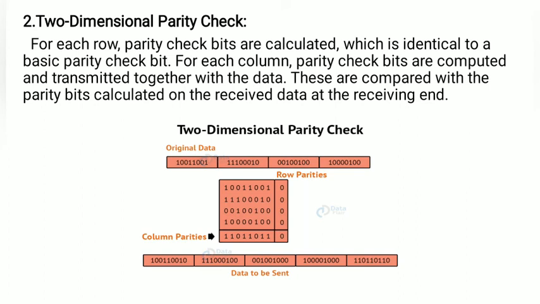Here the first one is a parity check bit, or appended bit. This data is sent to the receiver side. The receiver receives this data, calculates by the same process, and compares the sender's data and the receiver's data.